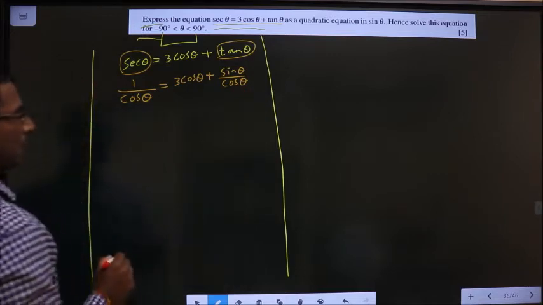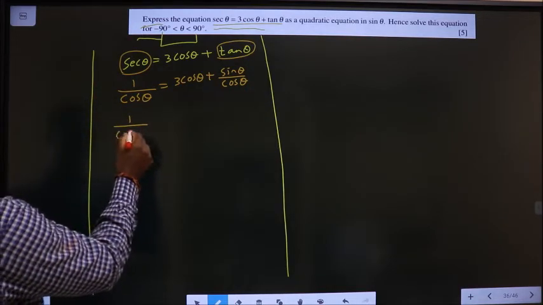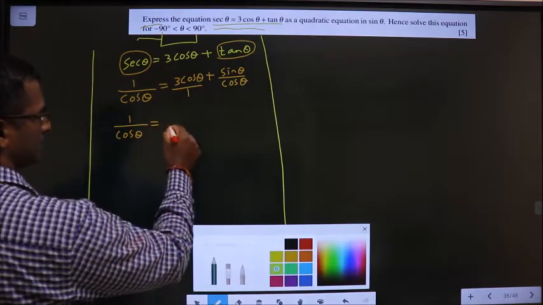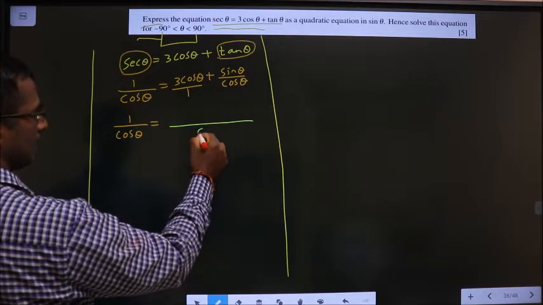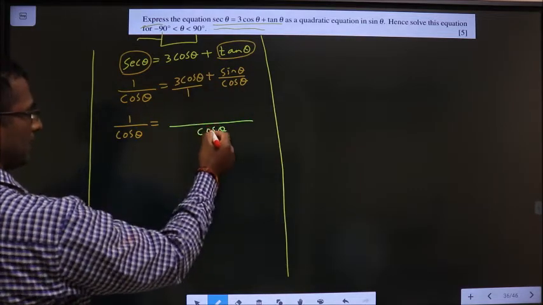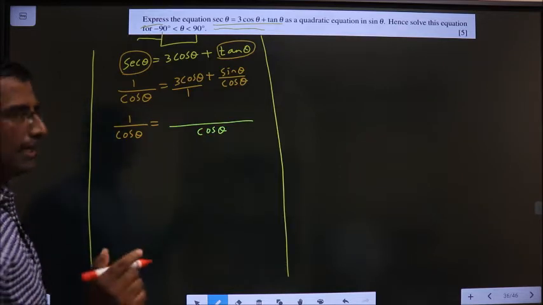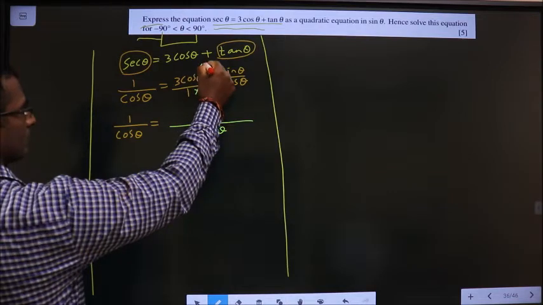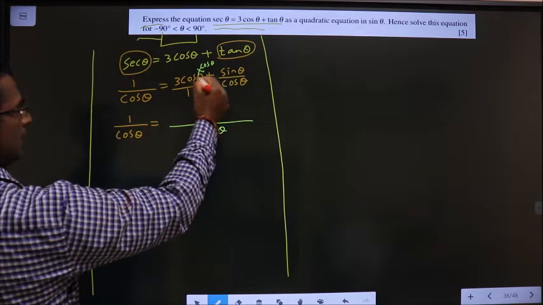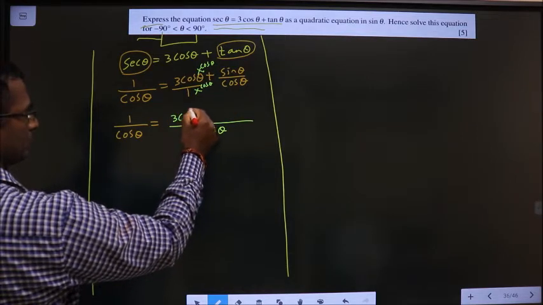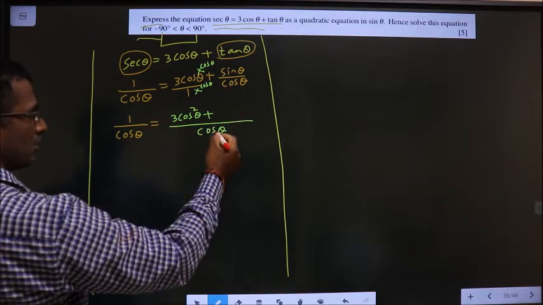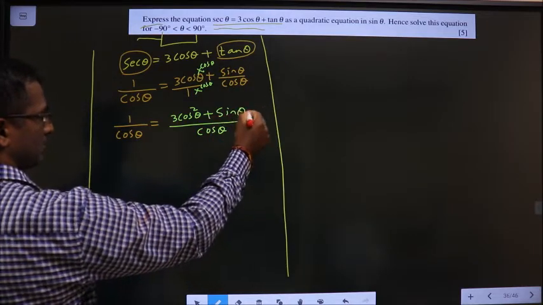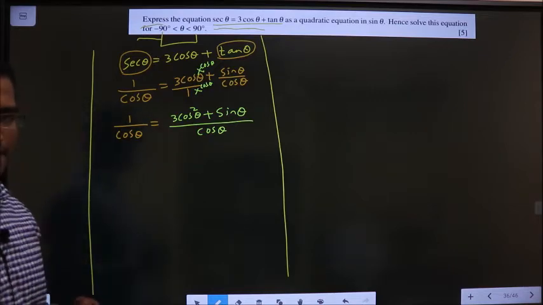Clear so far? Next. 1 by cos theta, no change on this side. And over here, take the LCM. So LCM of 1 and cos theta will be cos theta. 1 should become cos theta. That could only happen if I multiply denominator and numerator with cos theta. Thus, it will become 3 cos square theta. Okay. And here cos, I don't need to multiply anything to this. So, the numerator as it is. Clear with the LCM?